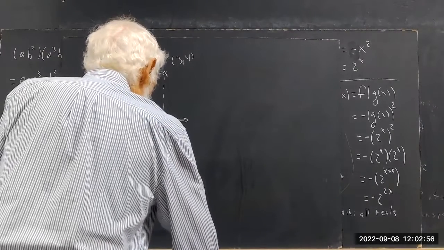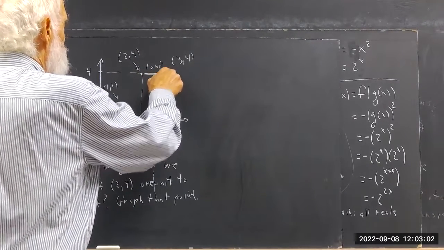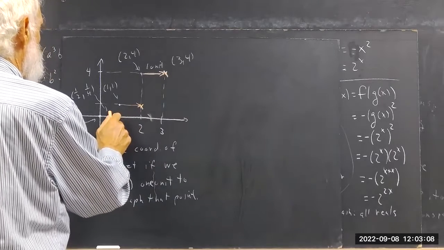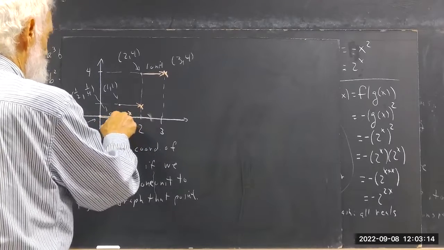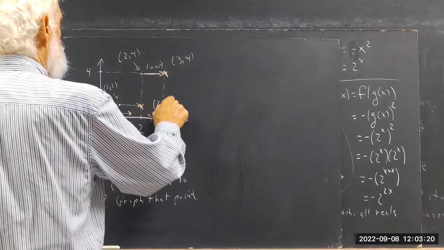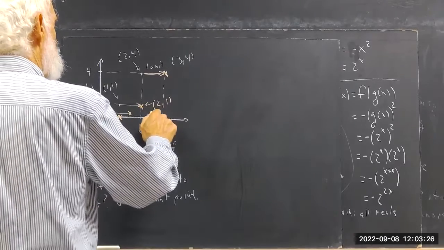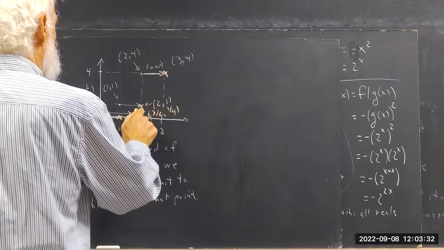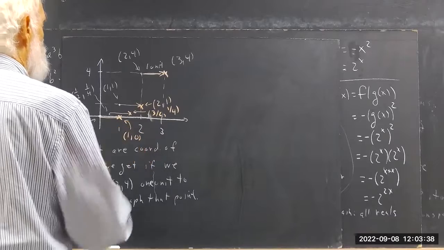Okay, so just to highlight what I'm doing, I'm going to use some colors. You've got to understand this is pretty much what everybody did. So 1, 1 goes to 2, 1. 1/4, 1/2, 1/4 goes to 3/2, 1/4. And 0, 0 goes to 1, 0.